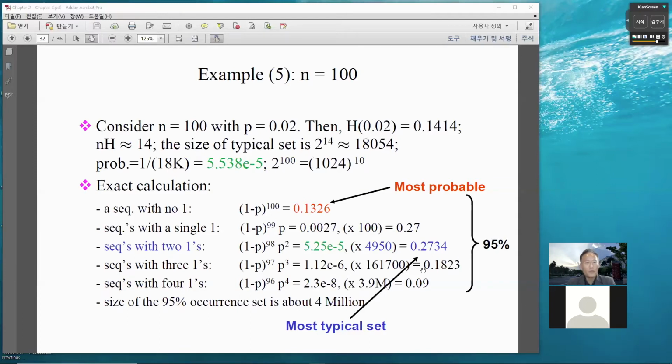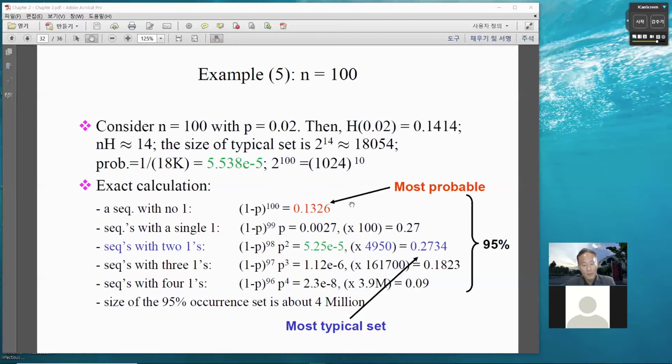But if you consider the high probability set, then you must include this one, because this one is the smallest single sequence that has the largest probability. So you have to have this one first, and the next one, which only has 100 sequences, and that accounts for a probability of 0.27. So a high probability set must have this one next, and this one next, and this one next. So the order is different.